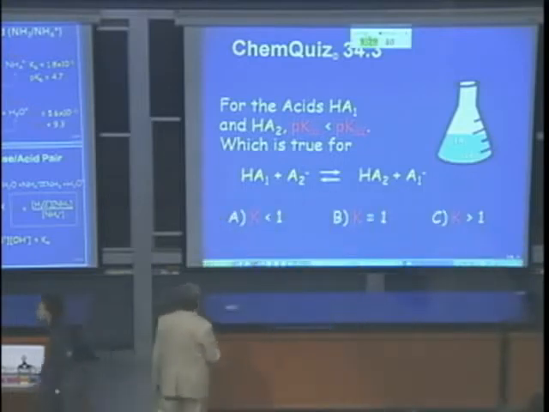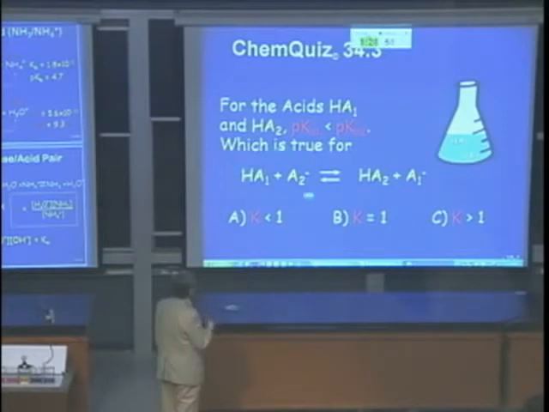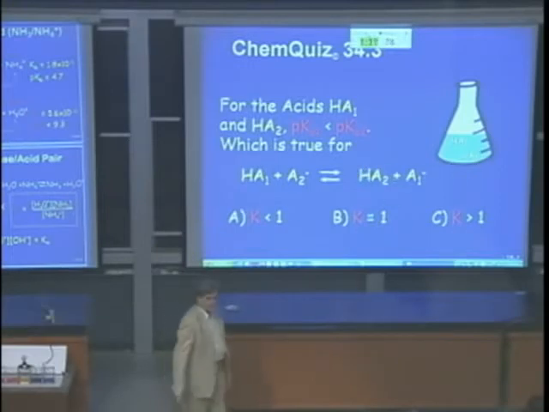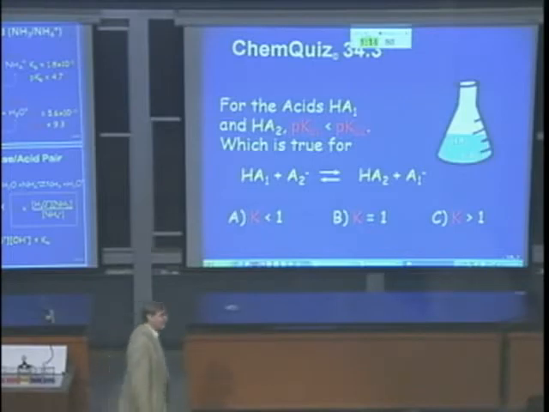So which one is true? Is the equilibrium on this side? Is the equilibrium on this side? Is K smaller than 1? Is K larger than 1? Or is it exactly 1? So this is what we had done at the beginning, or at the end of the last lecture. And many of you had voted. I think everyone has voted because you get credit for it.